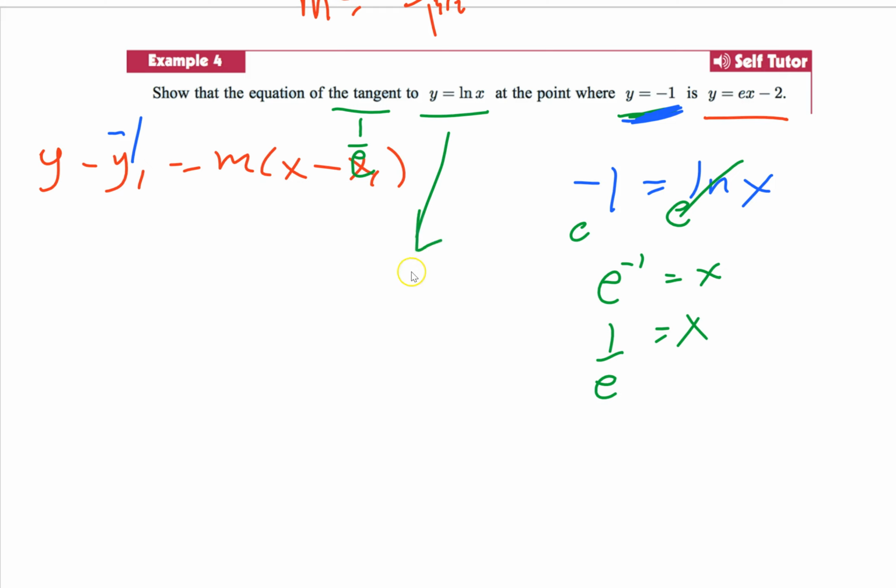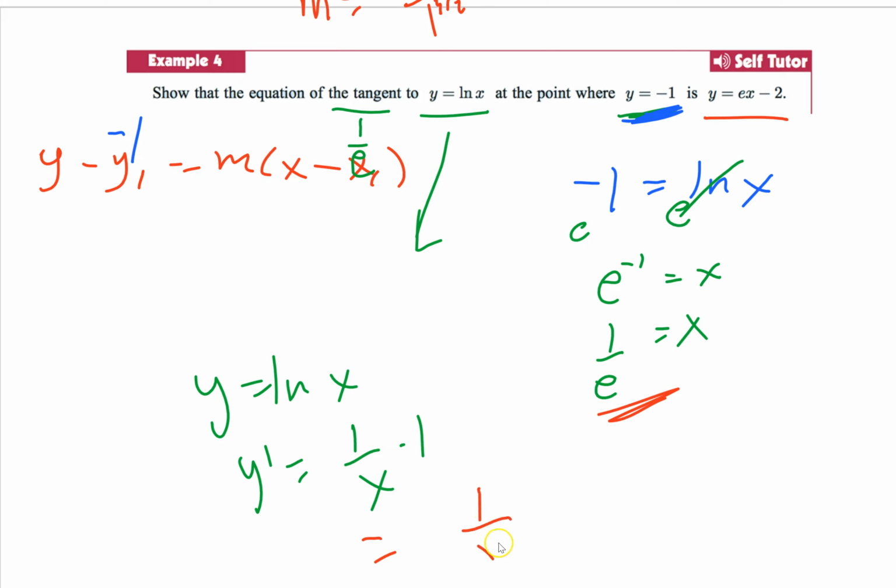Now remember, m is just the slope of the tangent line, so I just got to take a derivative, right? The derivative of y equals natural log of x would be 1 over x times the derivative of the inside, which is 1. So just that. Now, as always, that's just now my m. I got to plug my x1 in. So plug that in, 1 over e.